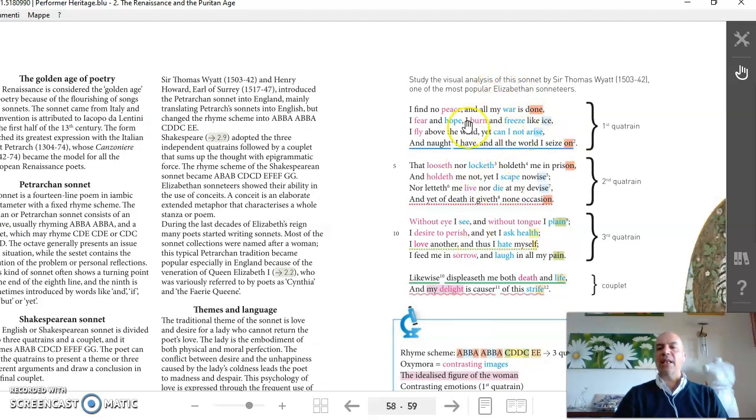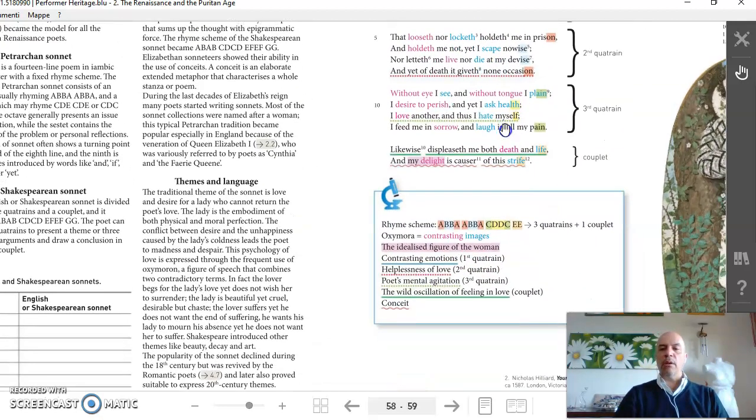Here there is the analysis of one of the sonnets by Sir Thomas Wyatt, one of the most important Elizabethan sonneteers. Note the rhyme scheme, the oxymora, contrasting images, the idealized figure of the woman, contrasting emotions, the helplessness of love, the poet's mental agitation, the wild oscillation of feeling in love, and the final couplet.